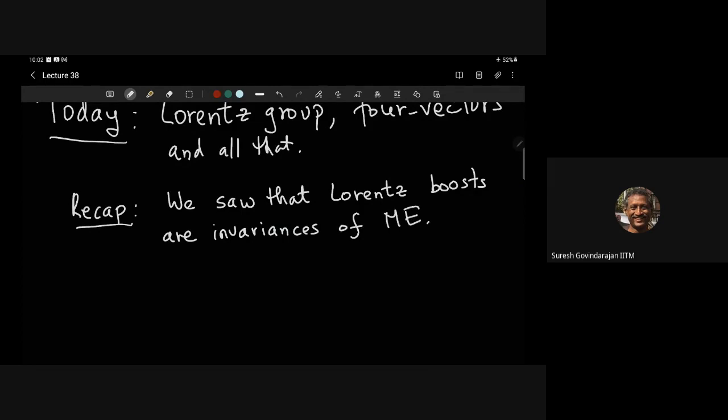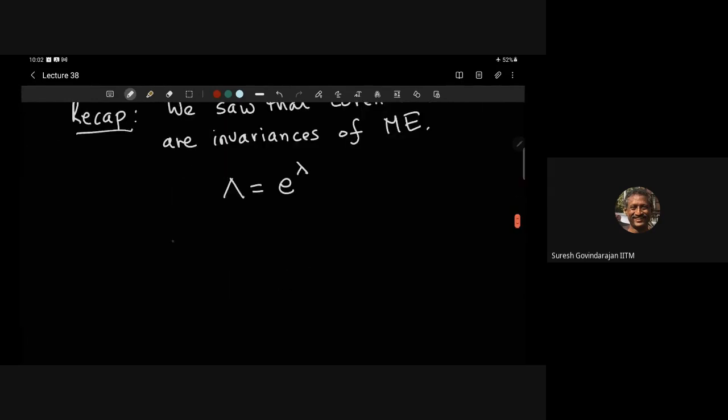Okay, but we didn't look at Maxwell's equations; rather, we did a thought experiment and figured out corrections to order u by c, and then just used exponentiation. So the fancy formula was this: lambda was equal to e to the power little lambda. But the most general little lambda for a boost was something like this, right? 0, minus phi 1 or plus phi 1, don't worry about that, phi 2, phi 3.